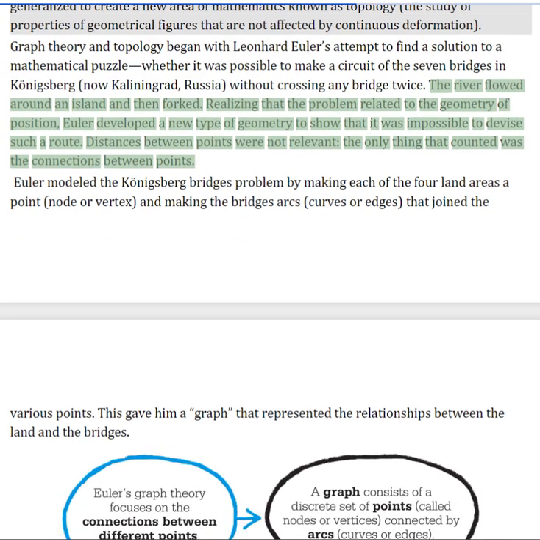The river flowed around an island and then forked. Realizing that the problem related to the geometry of position, Euler developed a new type of geometry to show that it was impossible to devise such a route. Distances between points were not relevant. The only thing that counted was the connections between points.